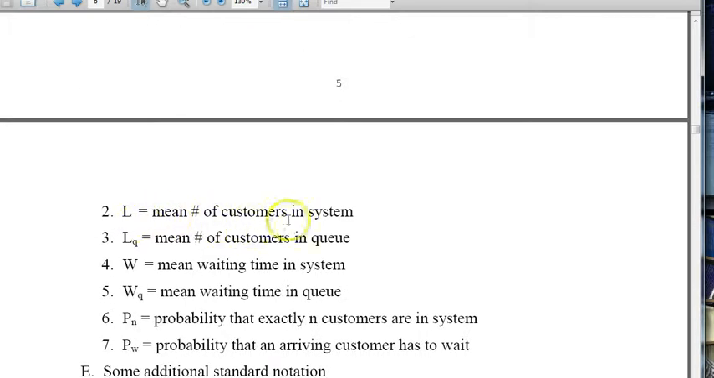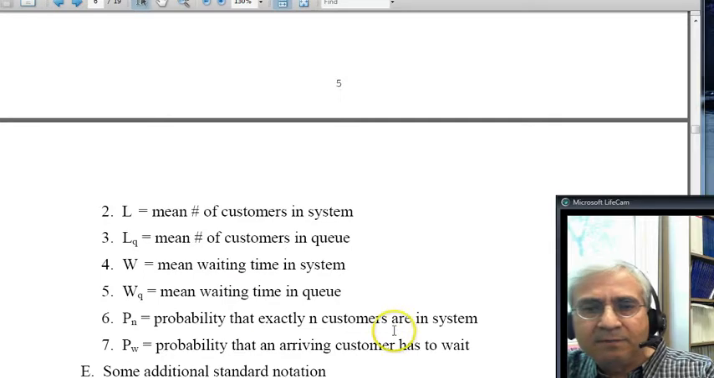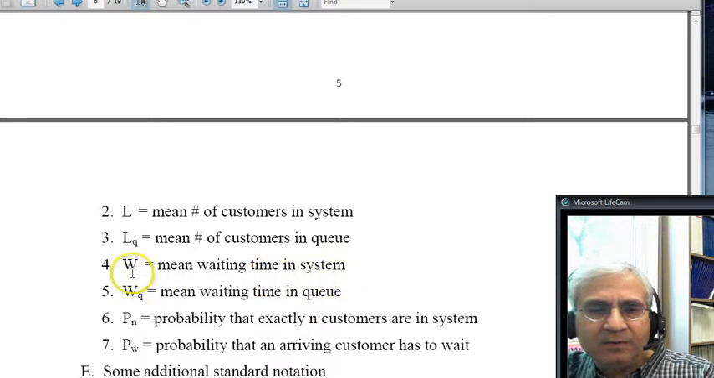L is the mean number of customers in the system. So that's on average how many customers are in the system, including those waiting in the queue plus those in service. LQ is the mean number of customers in the queue, so those are just waiting, they are not in service. W is the mean waiting time in the system, how long customers on average wait in the system, in queue plus in service, so that includes their service time. WQ is just the mean time in the queue, excluding the service time.